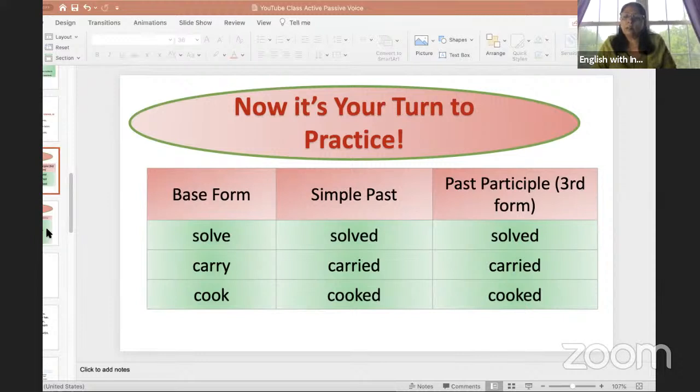So if you want to use any word from this, then you can use it and write a sentence. Ancient manuscripts were not carried easily around because they were very fragile. Okay.